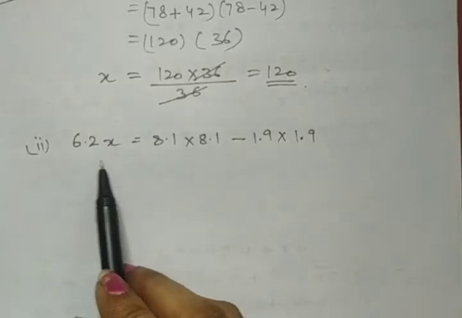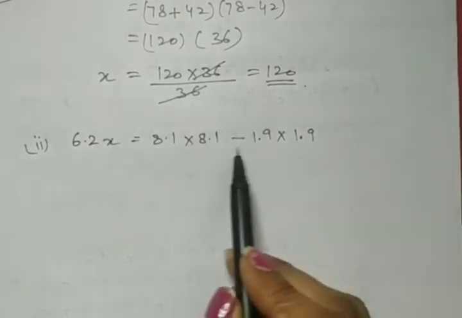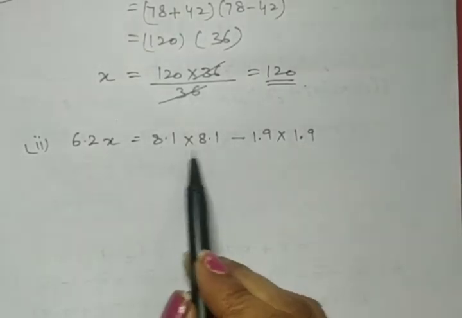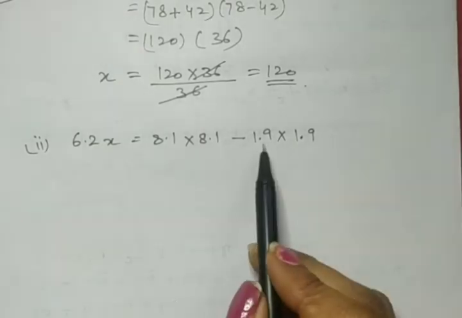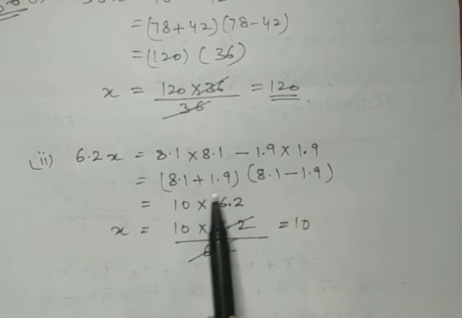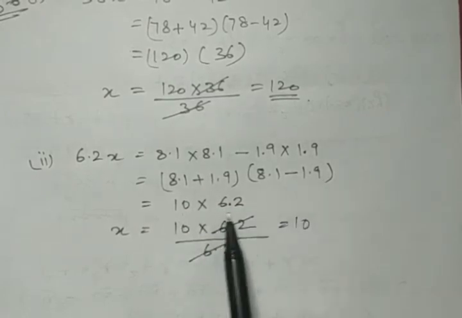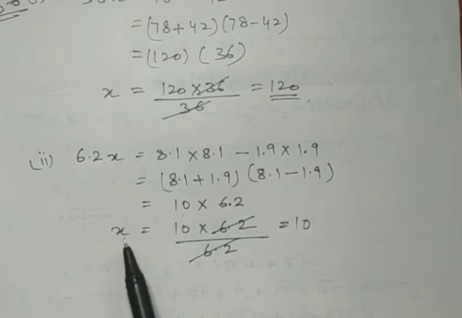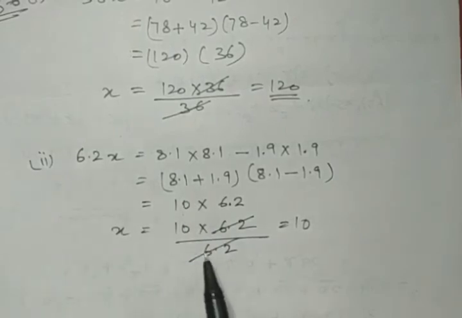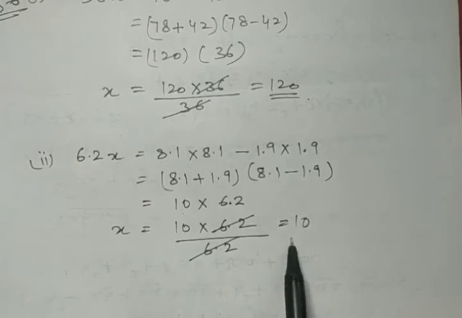In part 2, again we can use identity 3rd, that is a square minus b square, as this is square of 8.1 and this is square of 1.9. 8.1 plus 1.9 we get 10. 8.1 minus 1.9 we get 6.2. To find the value of x, put 6.2 at the denominator place on right hand side. 6.2 crossed by 6.2. So the answer, that is the value of x, is equal to 10.